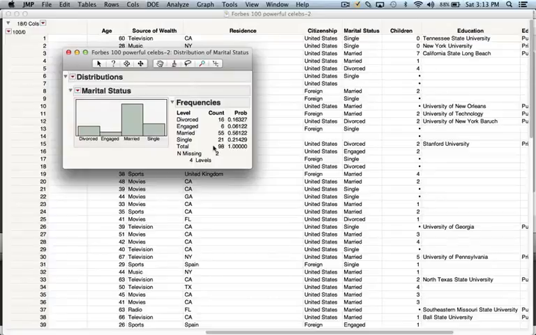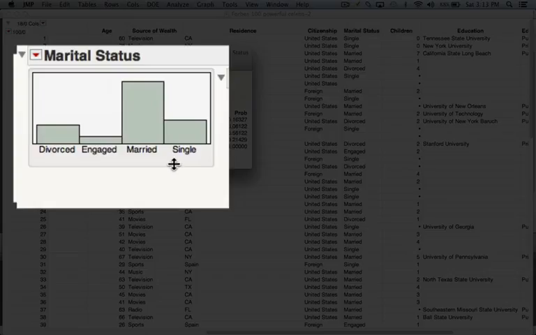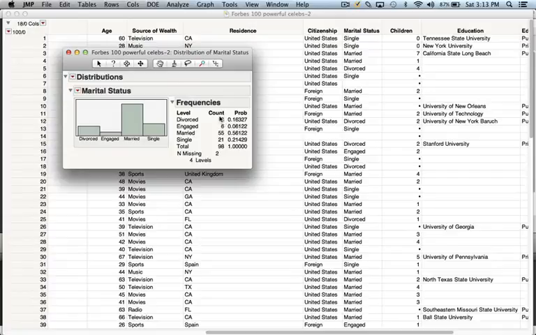So not even looking at this information over here, what this bar chart tells us is the relative frequency that the celebrity was either divorced, engaged, married, or single. We see here that more often than not, celebrities were married. So the number of celebrities that were divorced was 16, engaged was 6, married was 55, the most, and single was 21.